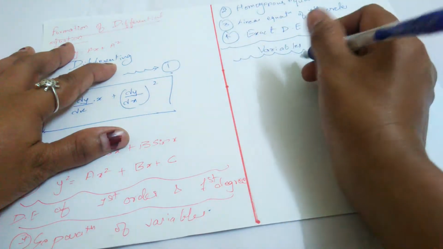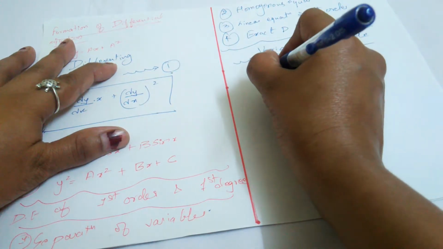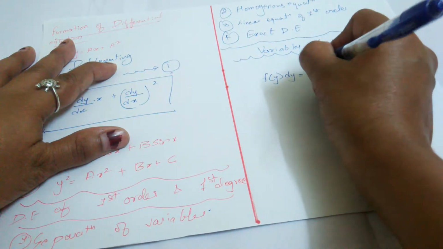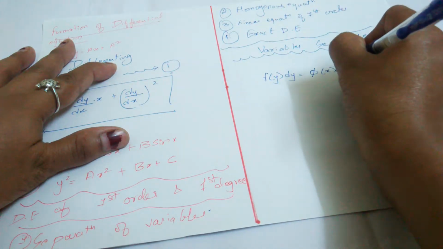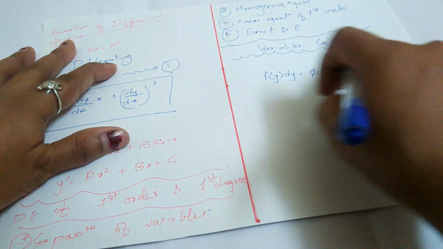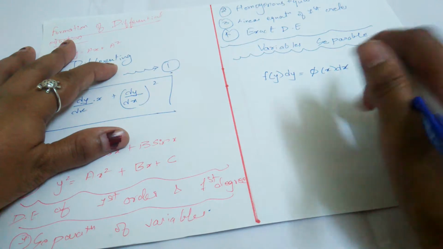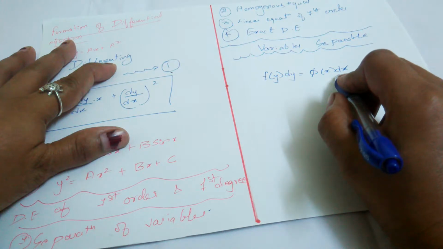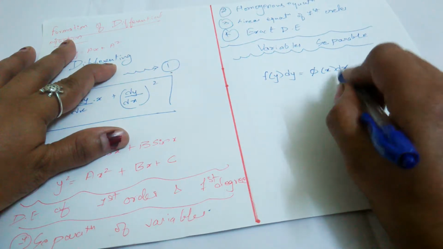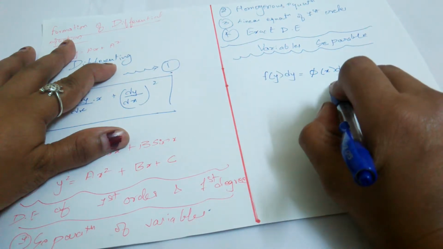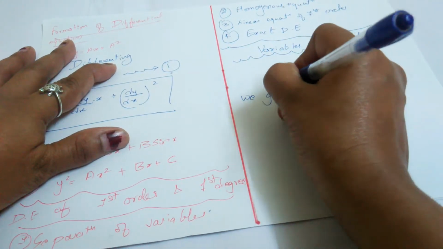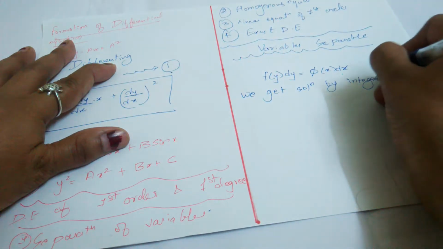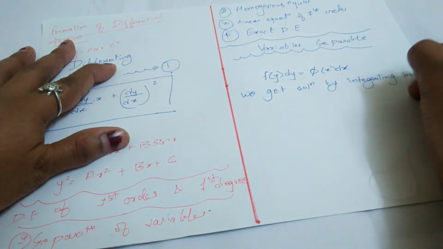If you can write your differential equation in this form, f of y into dy is equal to phi of x into dx, then we say that the variables are separable. That is, your LHS will have y variables and the RHS will have x variables. We get our solution by integrating both sides.